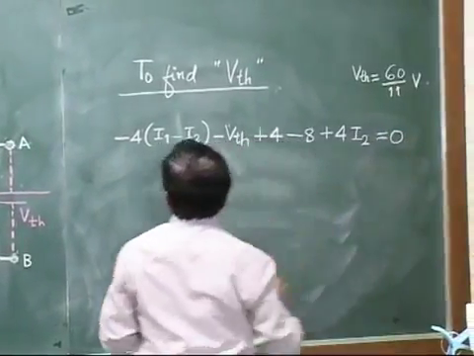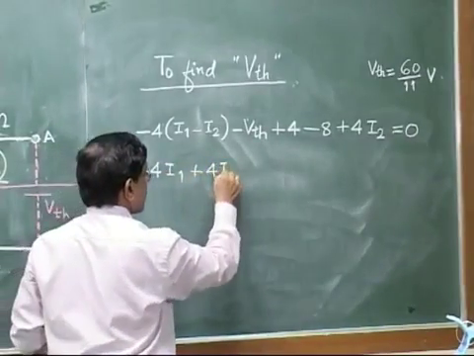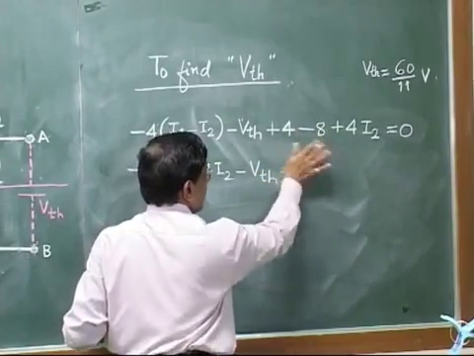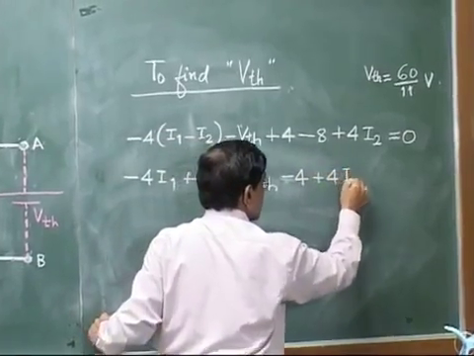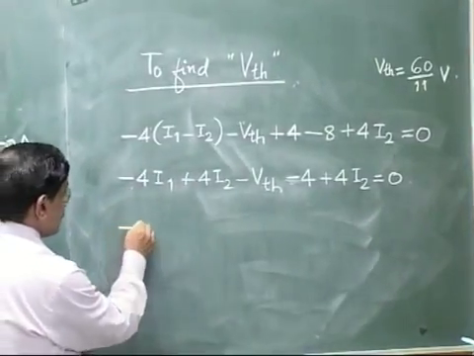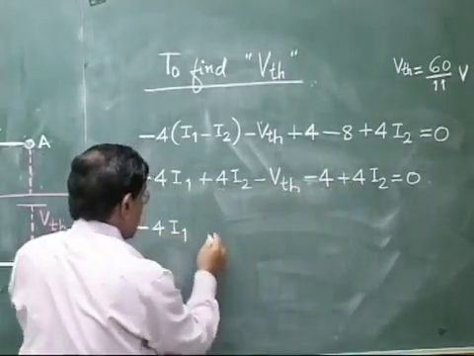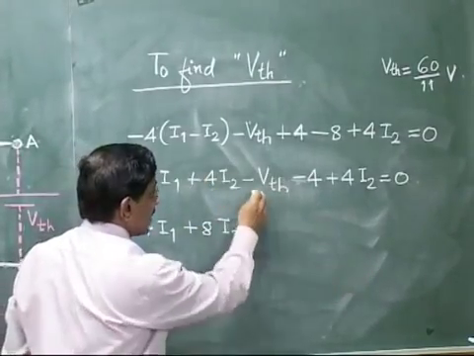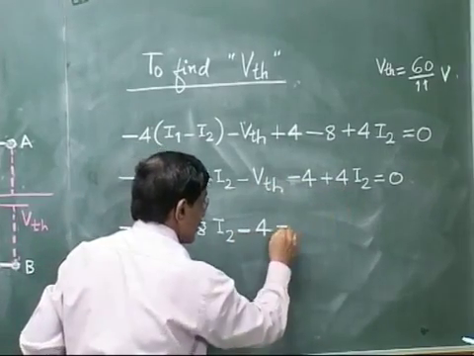Let us just solve it. So minus 4 I1 plus 4 I2 minus VTH plus 4 plus 4 and minus 8 will be, say, minus 4 plus 4 I2. This all must be equal to 0. So minus 4 I1, then plus 4 I2 and plus 4 I2 plus 8 I2, and we take VTH to the other side. VTH, and this 4 we will mention here, minus 4.